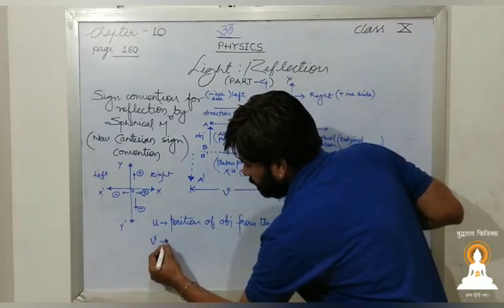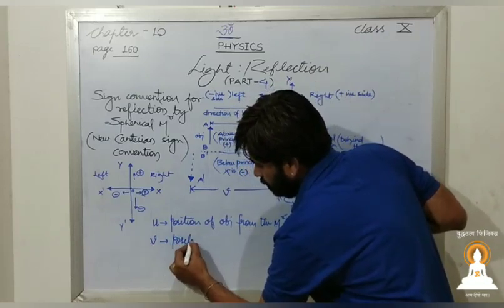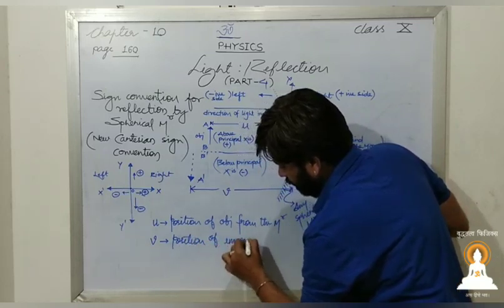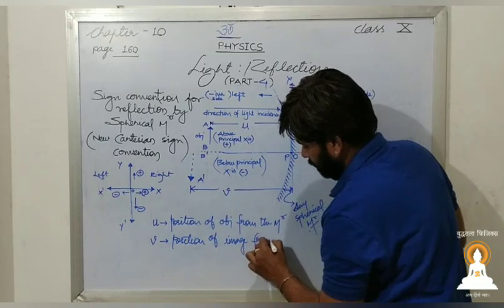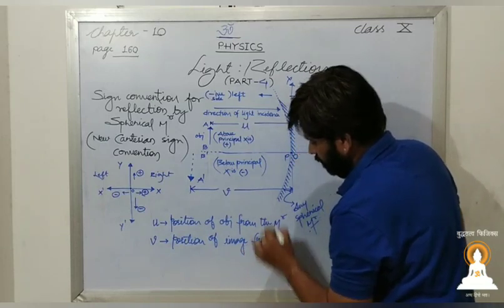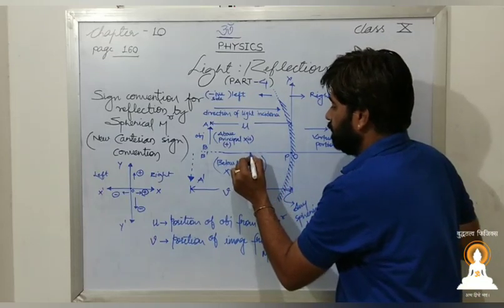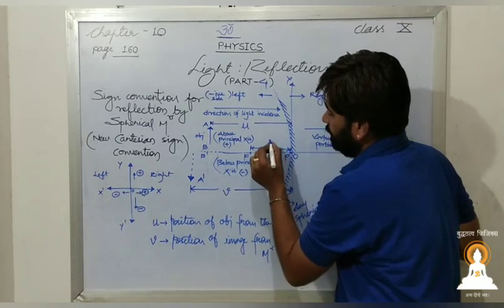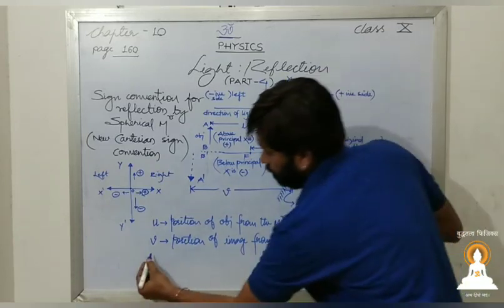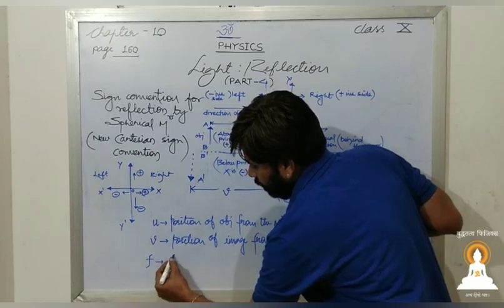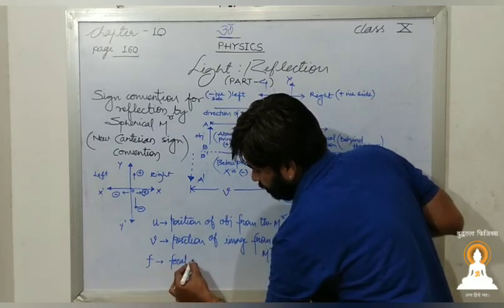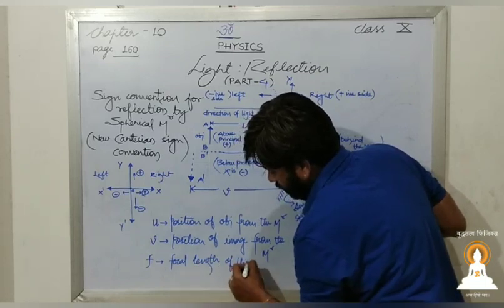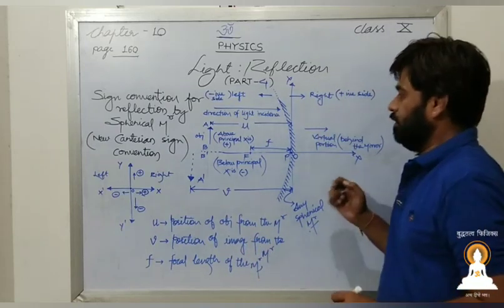So this v will be the position of the image from the mirror. Suppose the focus is here. Then the distance PF will be treated as the focal length. So this will be f, the focal length of the mirror. These are the main points.